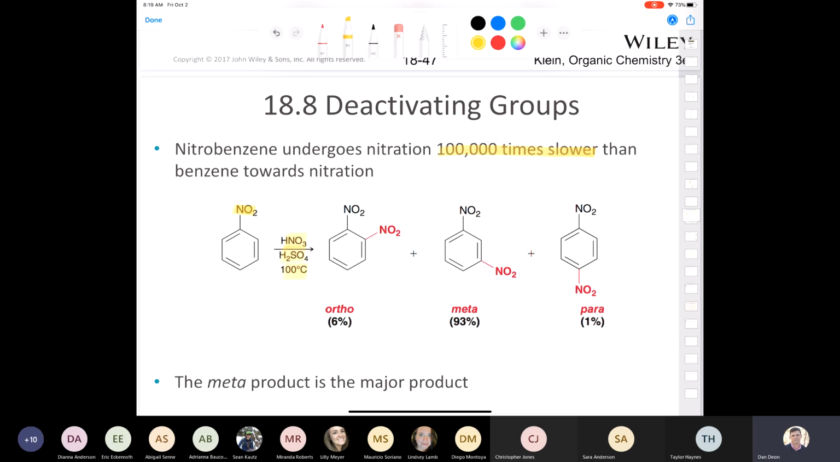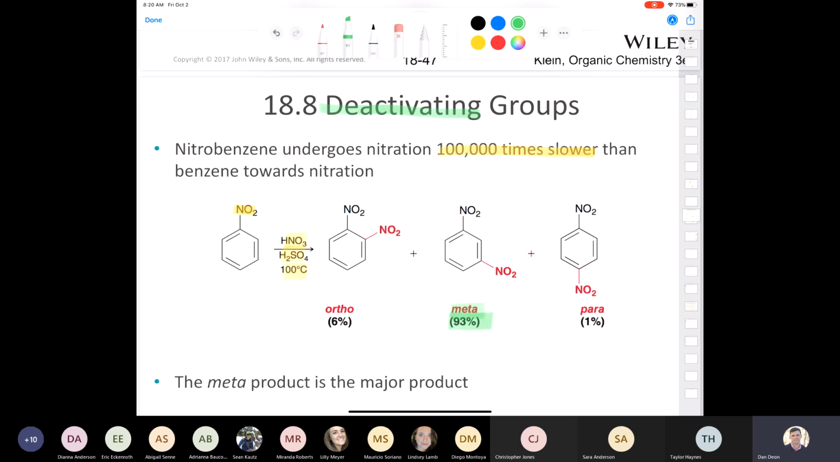as where substitution is going to occur. And what you need to know is that when you have a deactivating group, generally speaking, you're going to get the meta product. Look at that. Meta product, 93%. In fact, very little ortho, very little para. That's a big difference. This is a pretty useful reaction when you think about it. 93%, that's a pretty good yield.